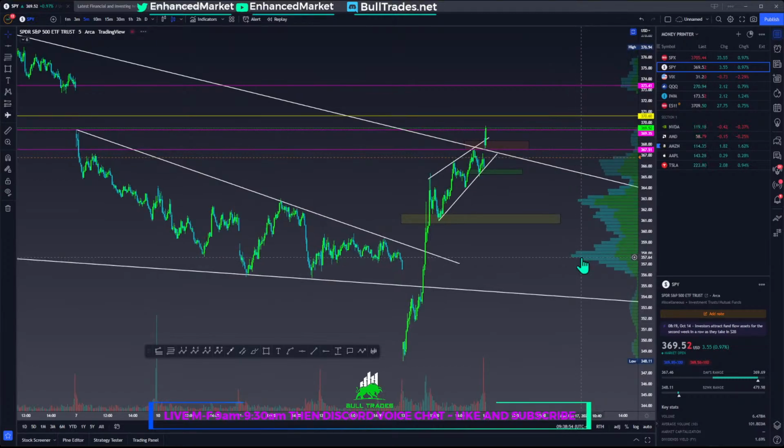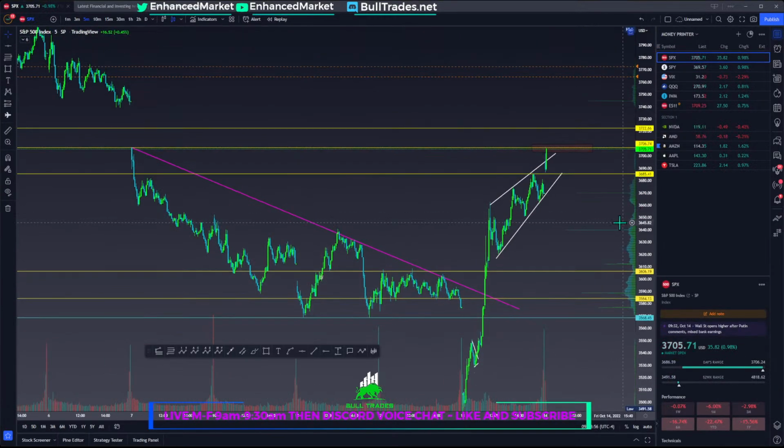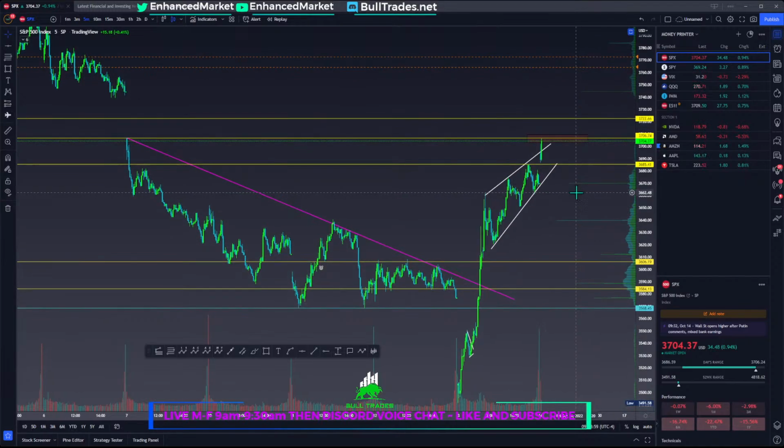All right, so now it's breaking above. SPX testing this level here. Keep an eye, see what happens.